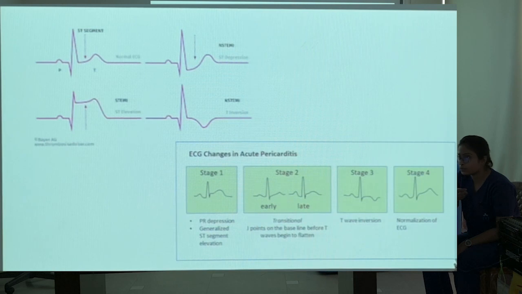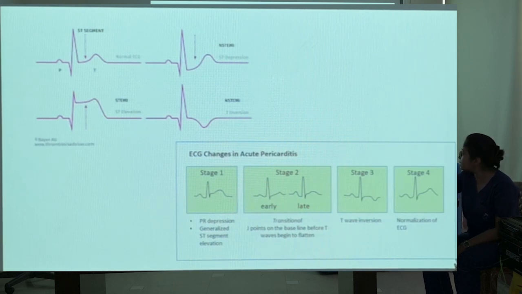In pericarditis, you also have epicardial damage, so you see elevation. Subendocardial, there you see it's a non-STEMI. But how do you distinguish what sir was telling? Pericarditis versus an acute MI, STEMI? Depending on the ECG changes, I can distinguish.